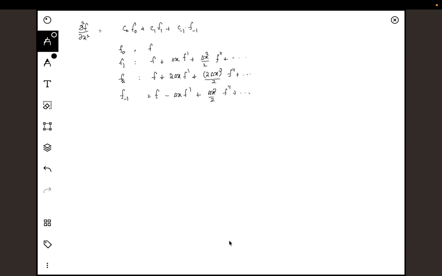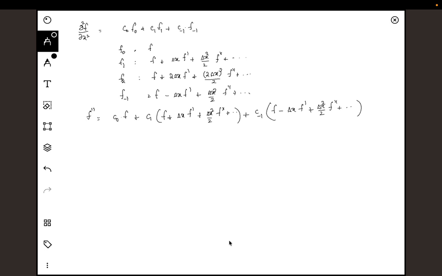So now the equation will be: f double prime is c0 times f0, which is f, plus c1 times f plus delta x f prime plus delta x square by 2 f double prime plus higher order terms, and then I have c minus 1 times f minus delta x f prime plus delta x square by 2 into f double prime.